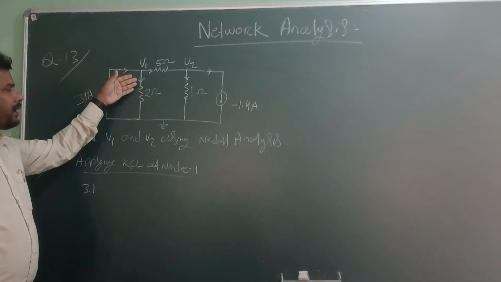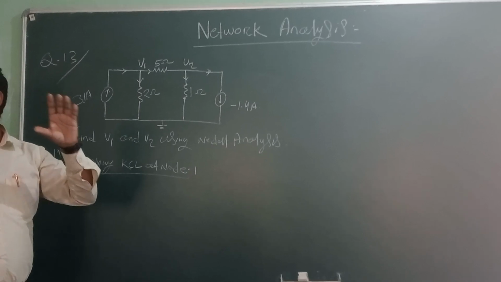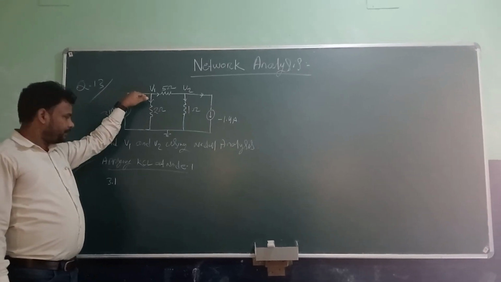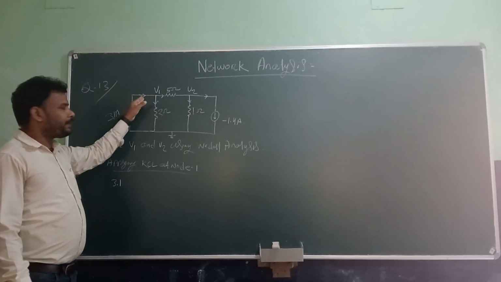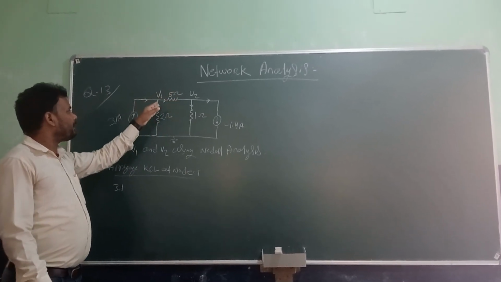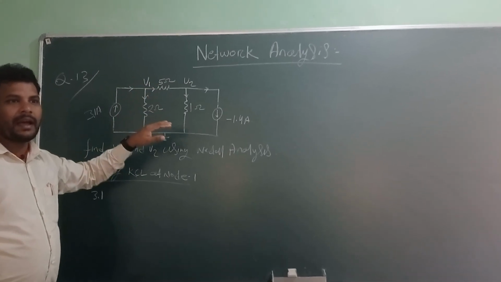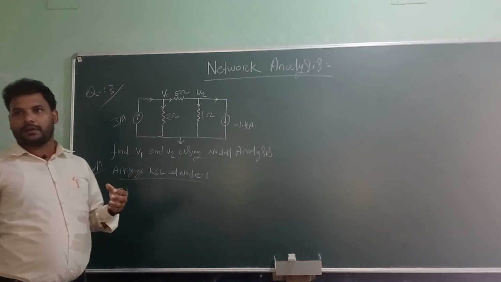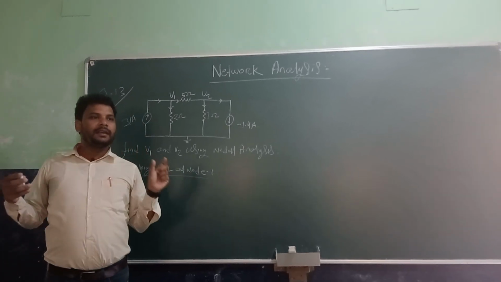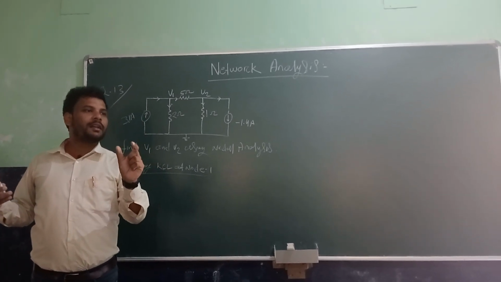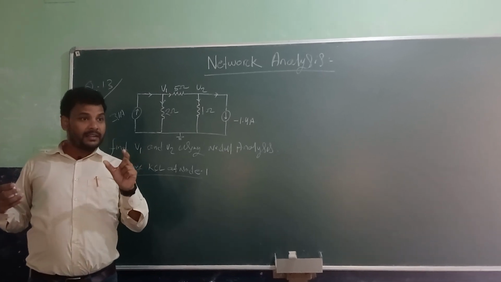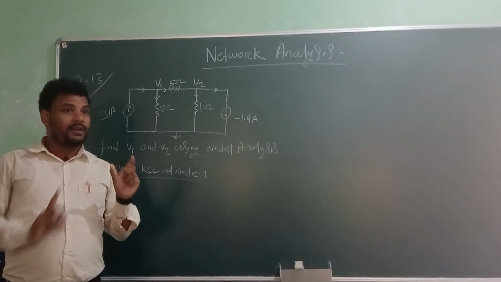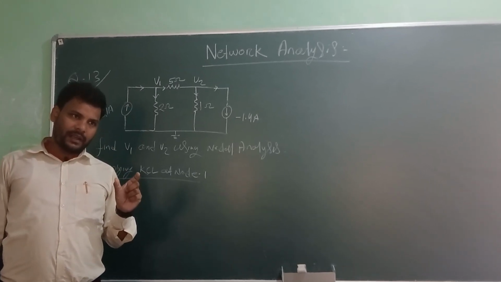How much current is leaving? Apply KCL at node 1. Okay. Here 3.1 ampere is entering and the remaining 2 currents are leaving. And what are the remaining 2 currents? We know the current flowing in a resistor is equal to the potential difference across the resistor divided by the value of the resistor. Okay.